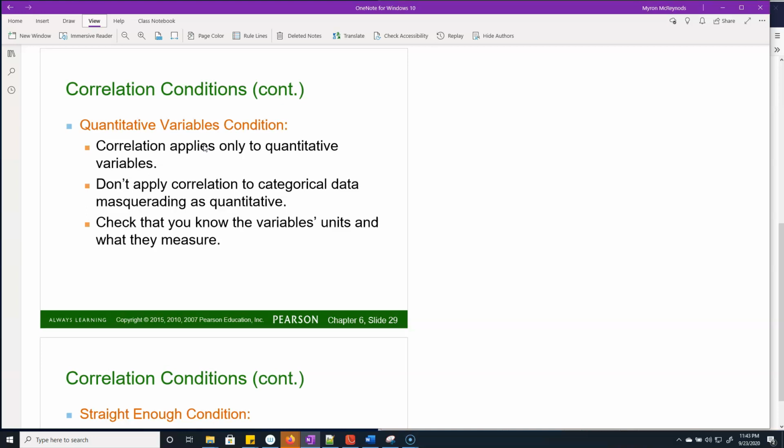So check that you know the variable's units and what they measure. You need to know what's being measured, how many units, and what type of units they're using. Otherwise, you can't be certain that it's a quantitative variable. You can't check zip code versus something, because that's not quantitative. It looks like a number, but it's not quantitative.